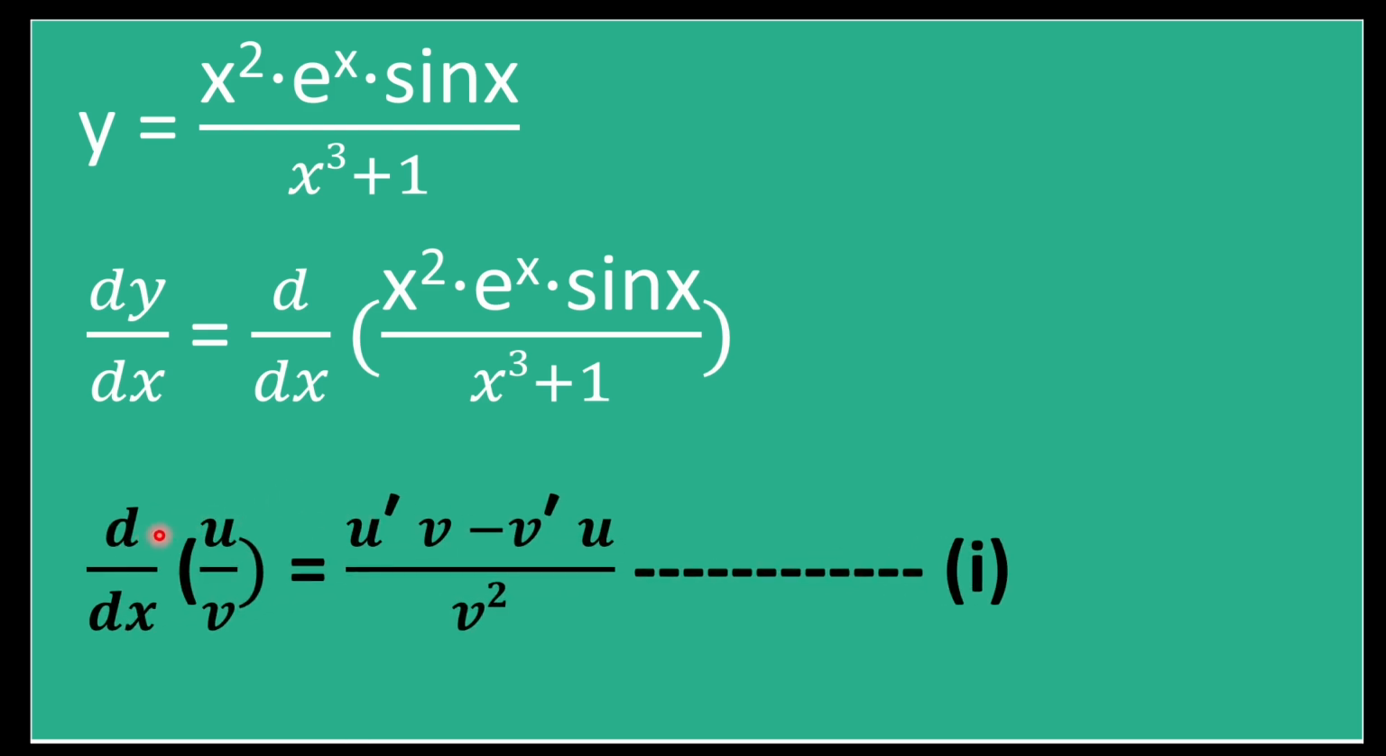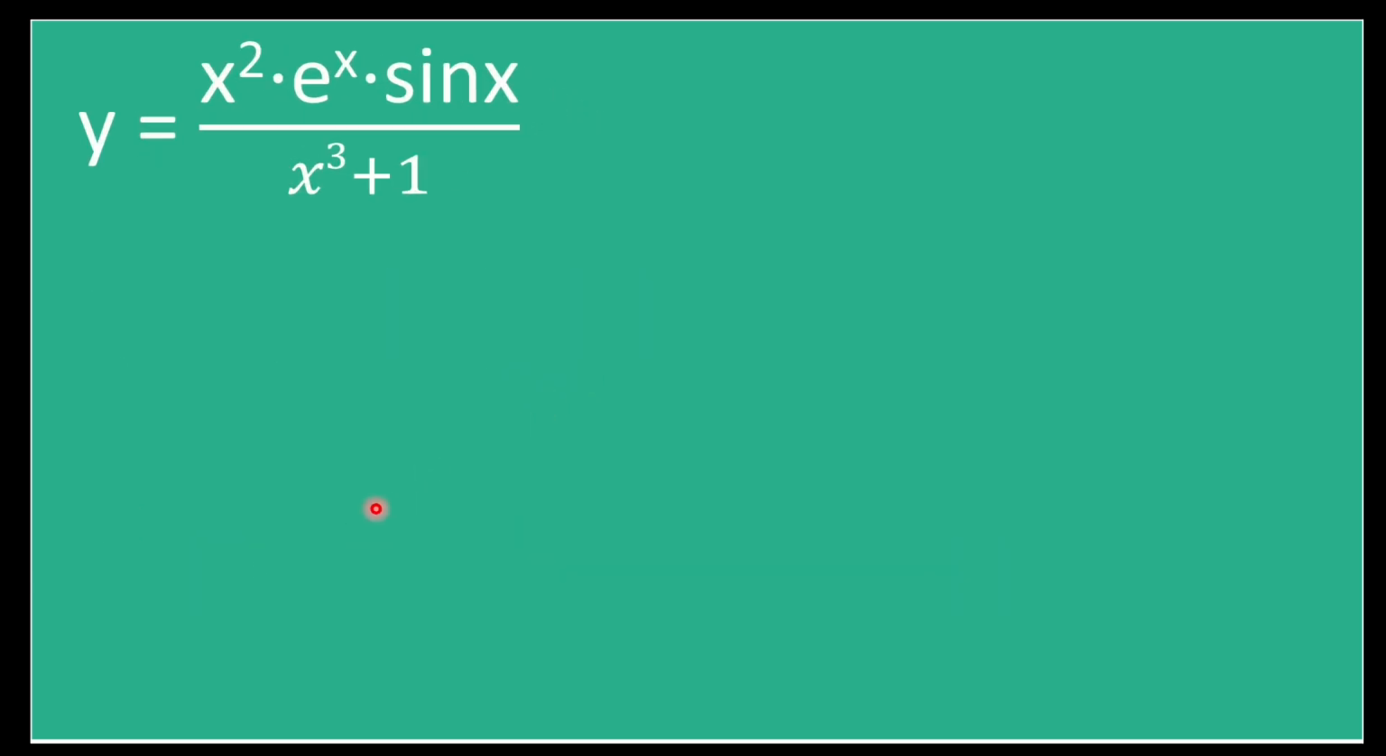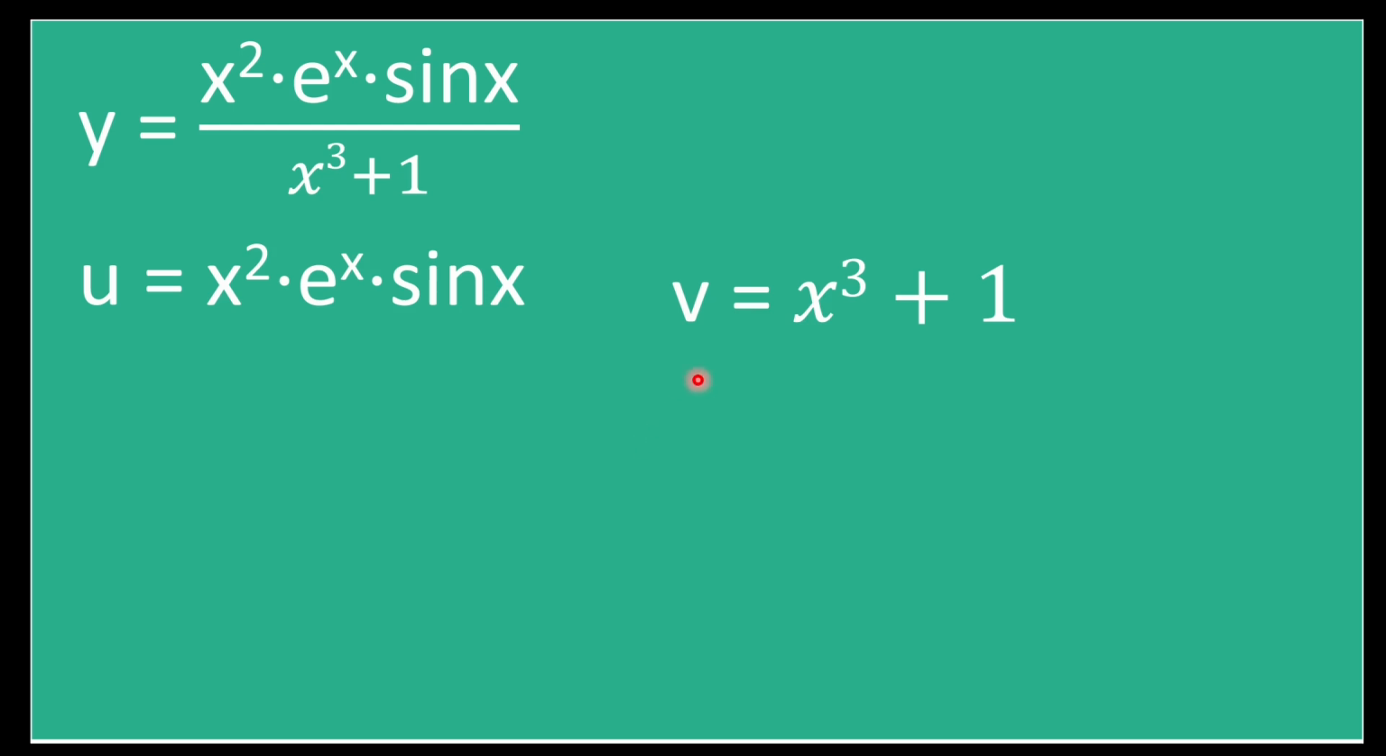So according to this formula, (u/v)' equals (u'v minus v'u) divided by v squared. So here this term is equal to u, and this is equal to v. So we have this question, and u equals x squared e^x sin x. This is our u, and this is our v. So v equals x cubed plus 1, and now we will differentiate this.